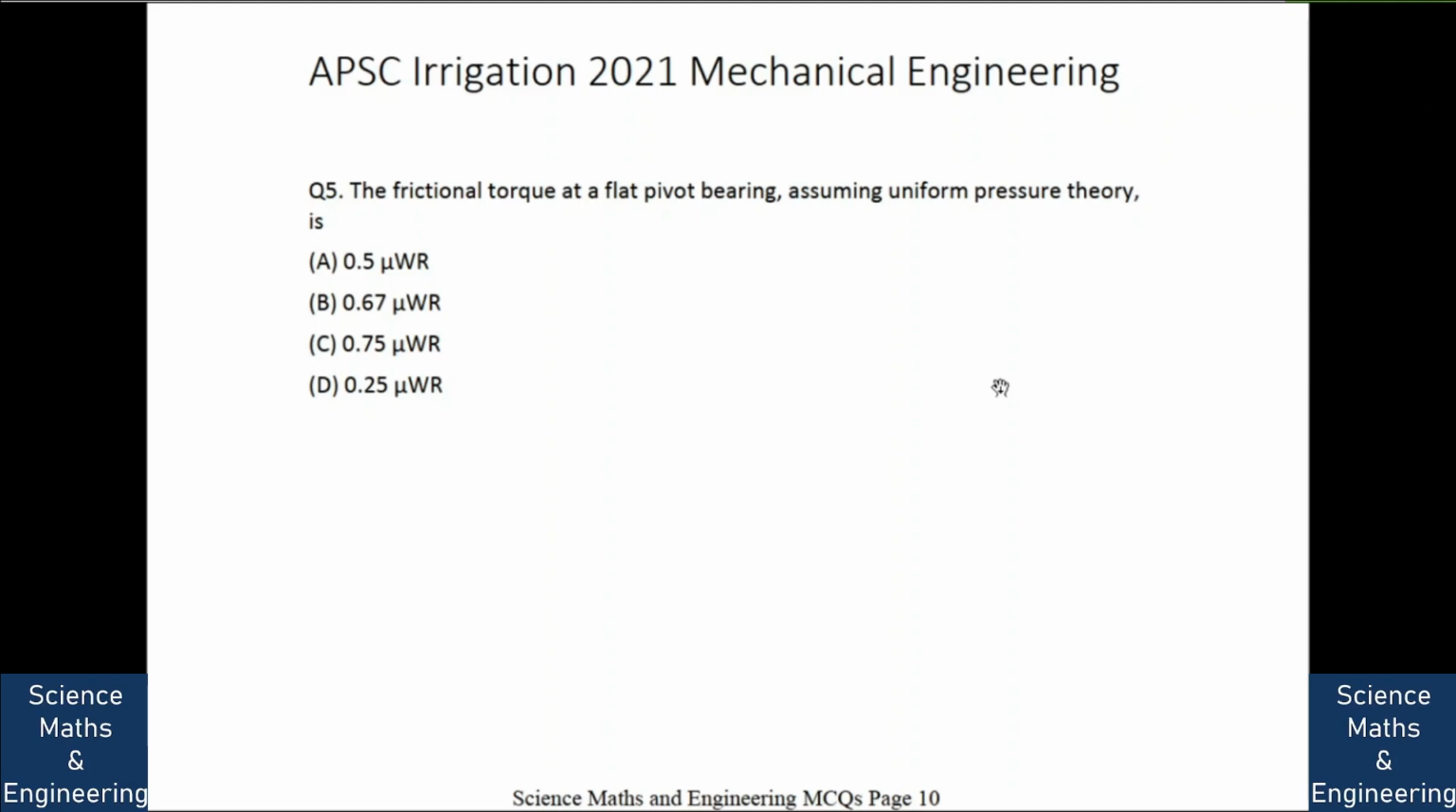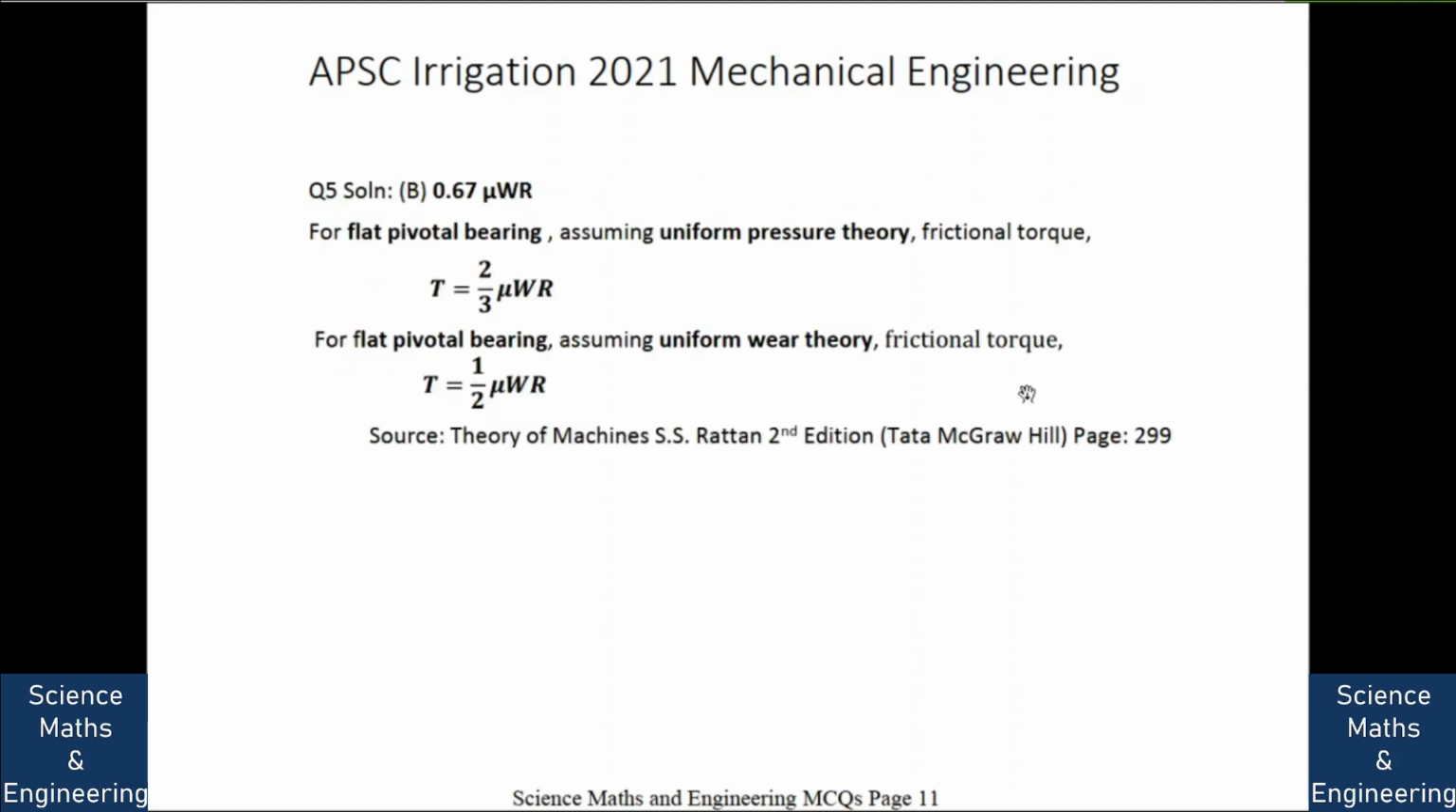Okay. So the solution is B. 0.67 mu Wr. So now see, this is a flat pivot bearing and we are assuming uniform pressure theory. Now when we are using uniform pressure theory, the frictional torque T is equal to 2/3 mu Wr, which is equal to 0.67 mu Wr. However, in case you are assuming uniform wear theory, then the frictional torque would be T equal to half of mu Wr, or T equal to 0.5 mu Wr. Okay, so we will go to the next question.